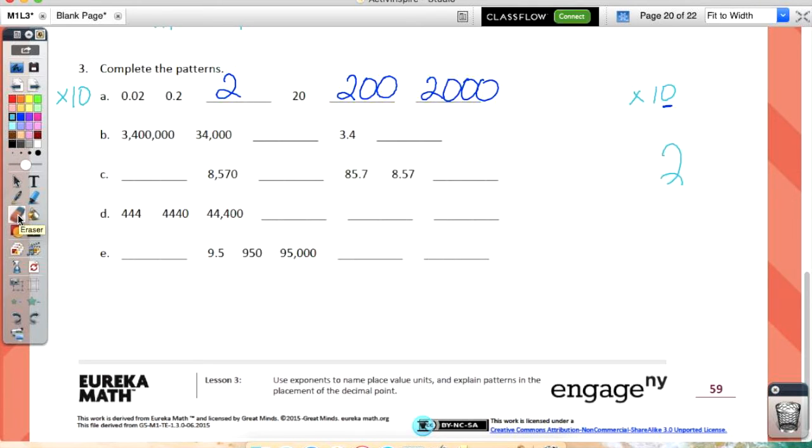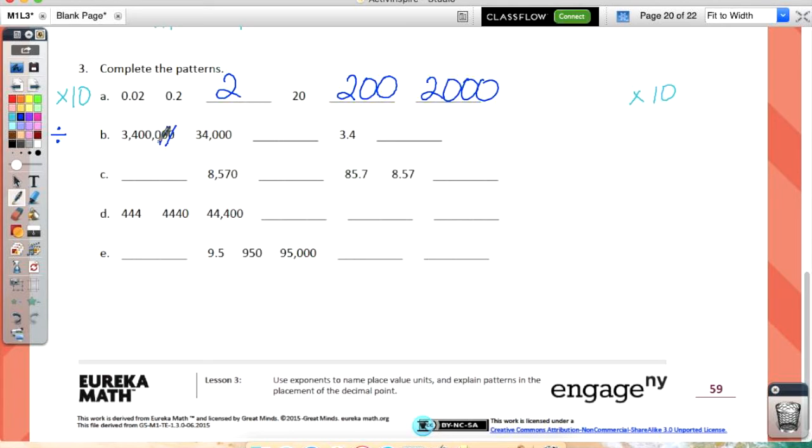Okay, so right now, let's see what we're doing on the next one. Look at it carefully. Table 3. Are we increasing or decreasing? Decreasing. So that means I divide. Now, I'm going to look at the first 2 numbers again. How much am I dividing by? Well, I just have to figure out how many zeros they took off. 2. They took off 2 zeros.